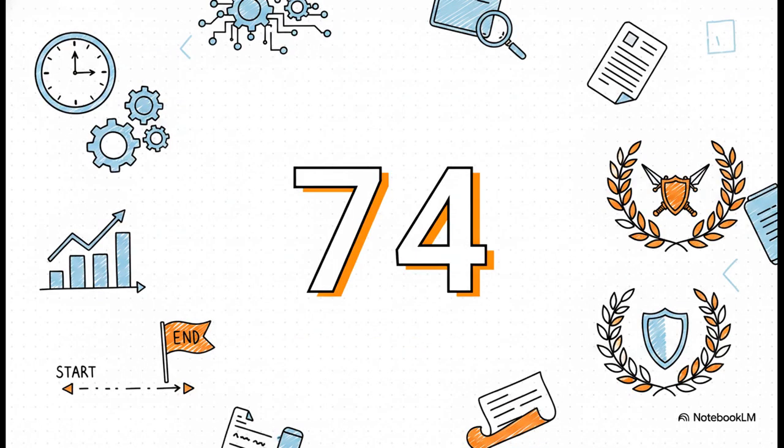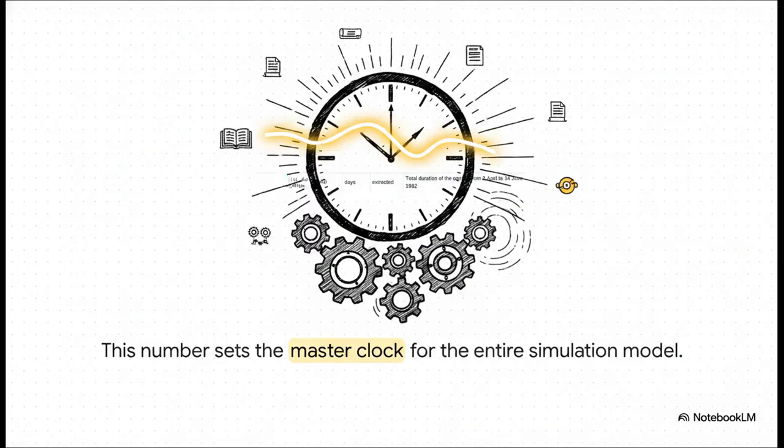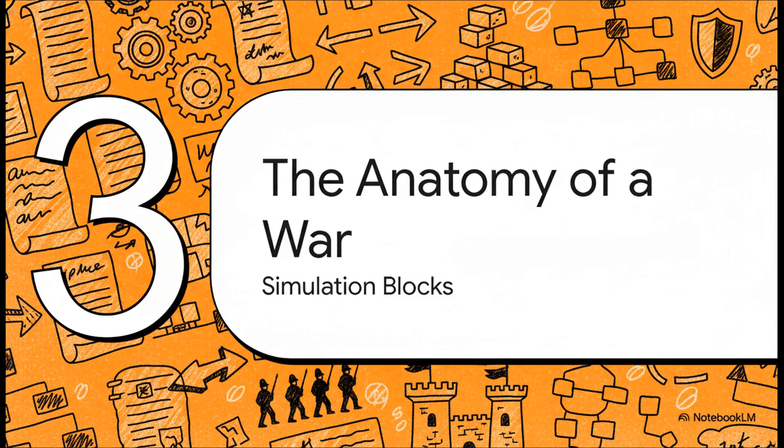All right, one last big piece of the puzzle, the time frame. How long did this all last? The AI extracts the historical length of the entire conflict, 74 days. And this number basically becomes the master clock for the whole simulation. Every single event, every battle, every calculation is going to happen inside this 74-day window, just like it did in real life.